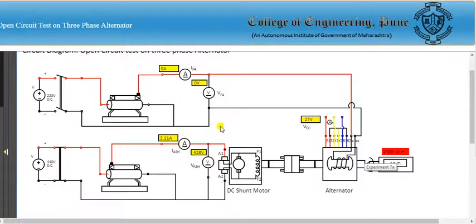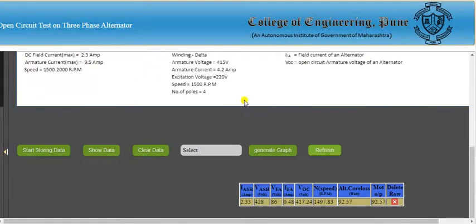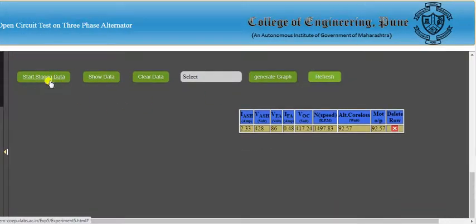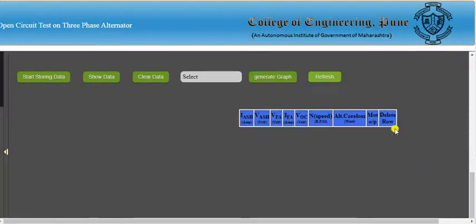Now we will connect this DC circuit, the rotor field circuit. When you click on this, it gets connected. Now the rotor circuit is connected, and then you have to increase the value of field voltage, and start storing data. You can see here there is a point, start storing data, show data. By storing data, you can store an observation table. The observation table will appear here.